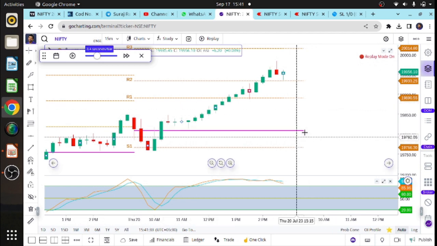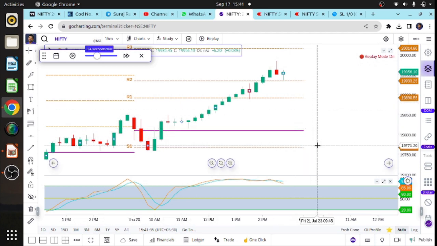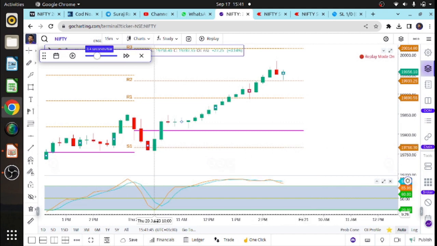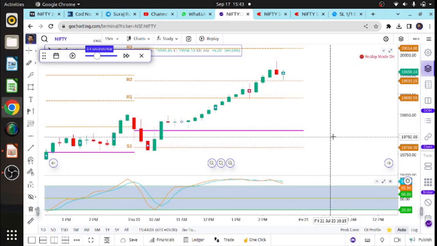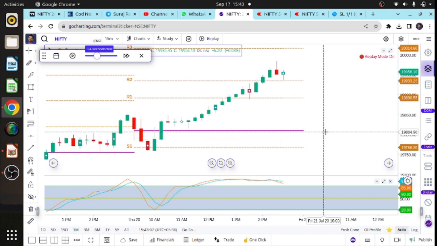This is how we can take trades in Nifty, Bank Nifty, even crude and natural gas using pivot and stochastic. So guys, this is how we can take trades in Nifty, Bank Nifty or crude, natural gas based upon the pivot point and stochastic indicator.